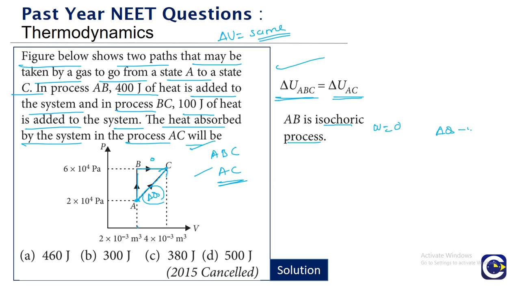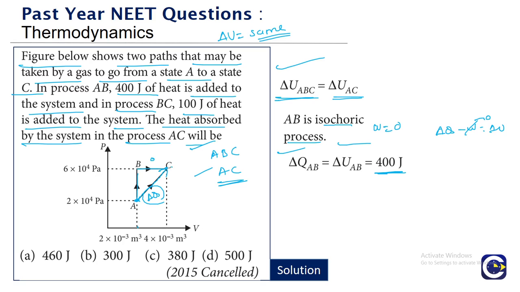Del Q minus W is equal to delta U. So W is 0, which means del Q is equal to delta U, right? For this path AB, del Q is already given. What is the del Q they are giving for AB? 400. Means delta U also will be equal to 400. So for the path AB, we got delta U, that is 400 joules. Let us keep it. Now we'll also try and get it for the path BC.